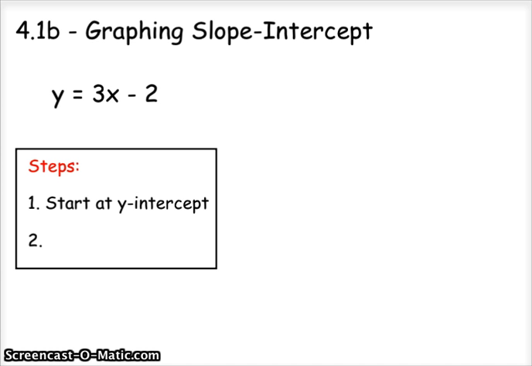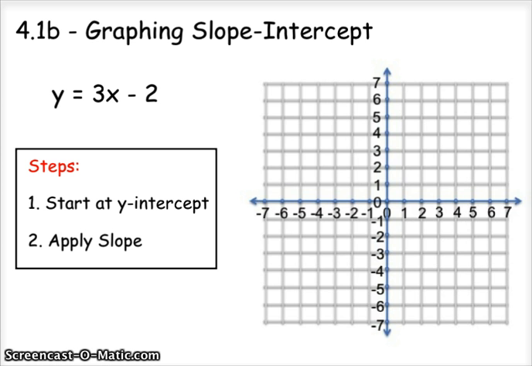Our first step is going to be to start at our y-intercept, which in this case is -2, our b term at the end, and then to apply our slope. So again, our slope in this case is right there, our m term, which is 3, and our y-intercept, our b term, is -2. So I'm going to start at y equals -2. So right there, step 1 is done, and then step 2 is to apply my slope.